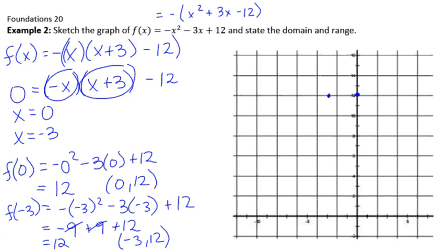So then to determine where our vertex is, it's going to be right in between negative 3 and 0. So we would add that up. I'll use a different color. Negative 3 plus 0 divided by 2. It's going to be negative 3 over 2, or negative 1.5, sorry. Negative 1.5 is going to be our axis of symmetry. So 1.5 would be about here.